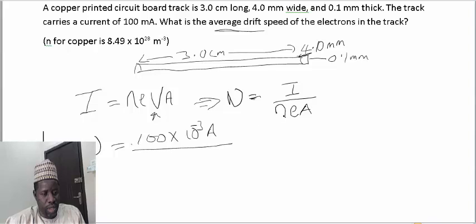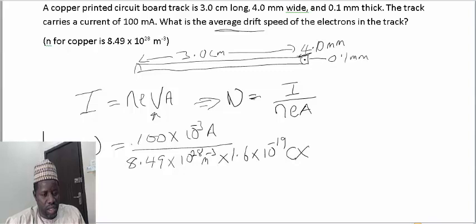The charge carrier density is given in the information the question carries, which is 8.49 times 10 to the power 28 per meter cube, times the charge on electron, 1.6 times 10 to the power minus 19 coulomb. Here we are after the magnitude, so there is no need of the negative sign. Multiply by the cross-sectional area.